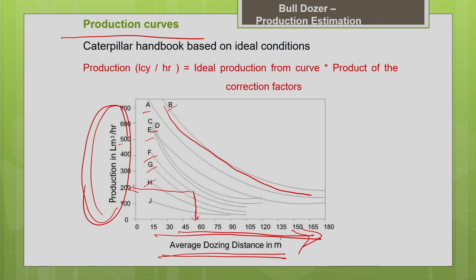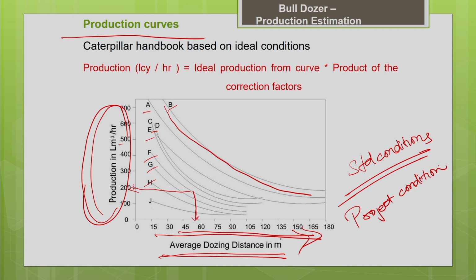But one thing you should know is that these production curves are drawn assuming some standard conditions. They are applicable only for standard conditions which they have assumed for drawing these curves. But your project site conditions may differ from these standard conditions. Mostly it will be differing. So, if your project conditions differ from the standard conditions, then accordingly you have to apply some correction factors. So, how are you going to estimate the productivity?